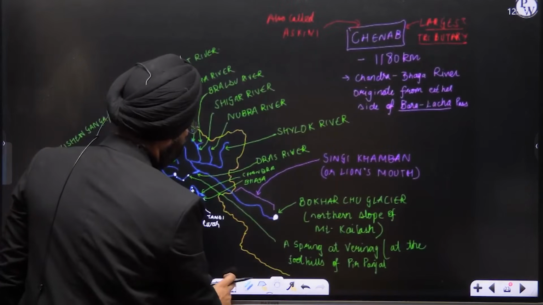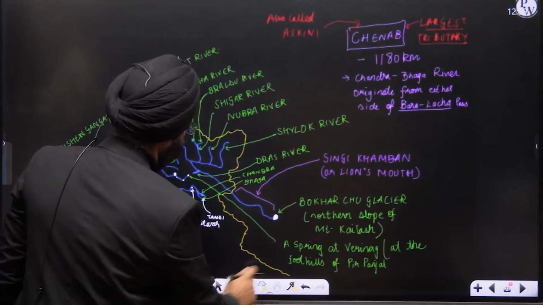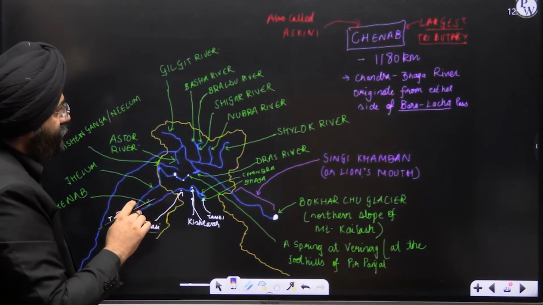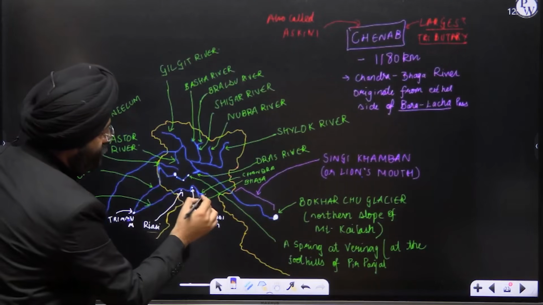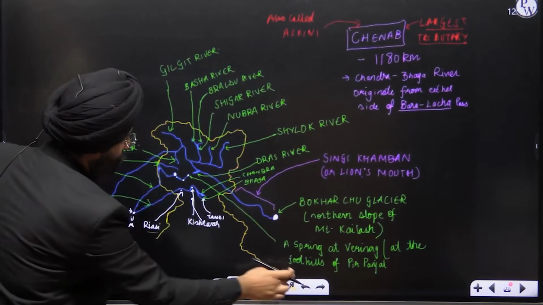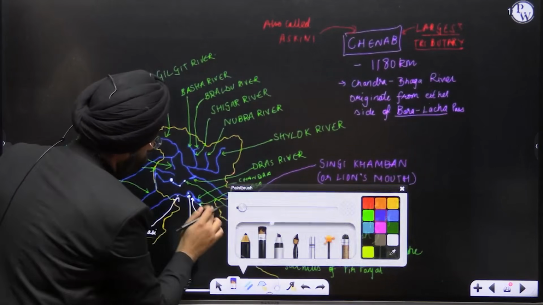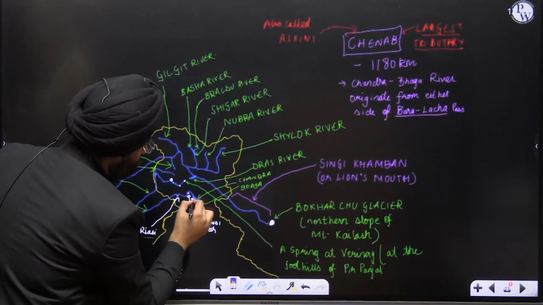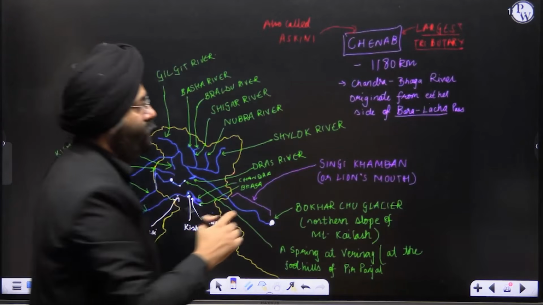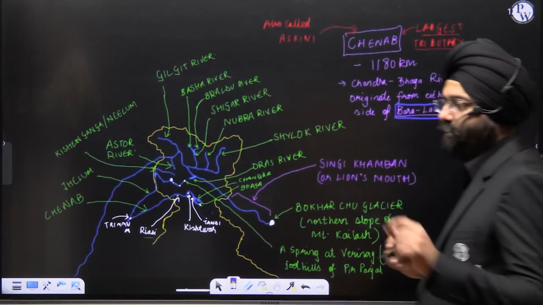See here. Very well understand this. When I'm talking about Chandrabhaga, see over here very well. These are two rivers over here. Chandra, Bhaga. Now these Chandra and Bhaga, from where are they originating? They are basically originating from either side of the Baralacha Pass.